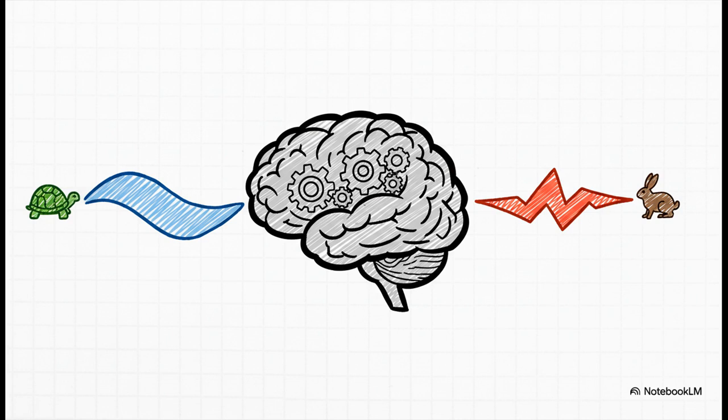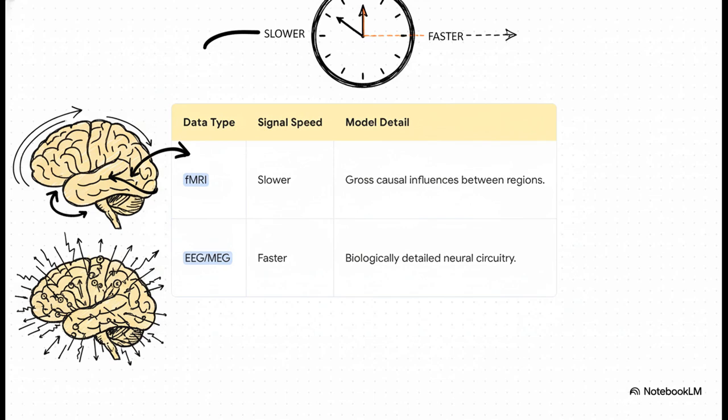The core idea of DCM still works. You just use a different mathematical engine that's tailored to the speed and detail of that particular signal. Let's break that down. With fMRI, which has that slower signal, DCM is perfect for modeling the big-picture influences, the major highways between regions. But with the incredible split-second timing you get from EEG or MEG, scientists can zoom way in. They can use much more detailed models of the actual neural circuits to see how specific groups of cells are interacting, almost in real time.